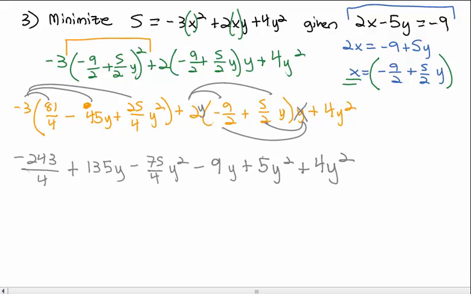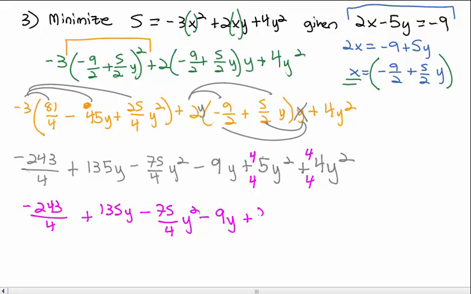Before we do, let's get some common denominators here. On the y squareds, it looks like we want a denominator of 4. So I'm going to go ahead and do that. So the 5 I'm going to multiply by 4 over 4, and the 4 I'm going to multiply by 4 over 4. It's going to give us negative 243 over 4 plus 135y minus 75 over 4 y squared minus 9y plus 20 over 4 y squared plus 16 over 4 y squared.